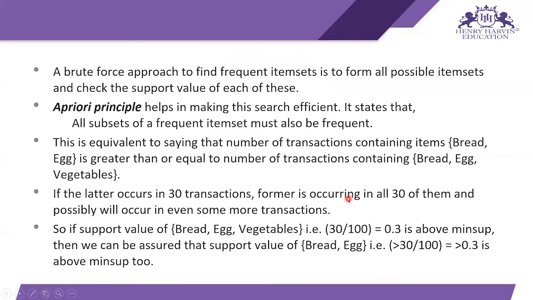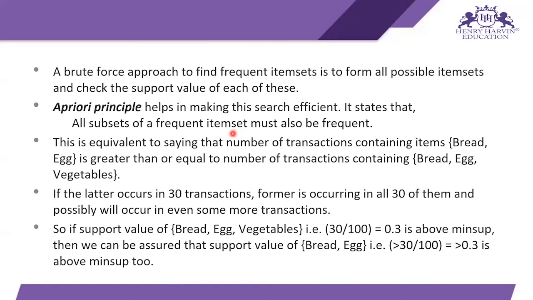Next, a brute force approach to find frequent item sets is to form all possible item sets and check the support values of each of these. The apriori principle helps in making this search efficient. It states that all subsets of frequent item sets must also be frequent. So if we apply brute force, where we make all the possible item sets, it is very difficult. It will take a lot of computation power and resources.